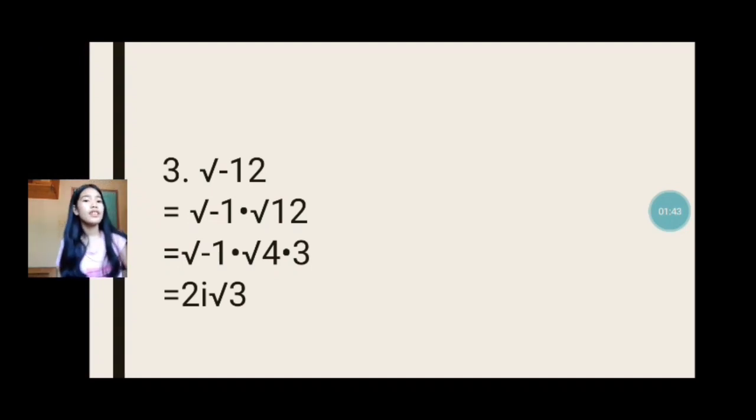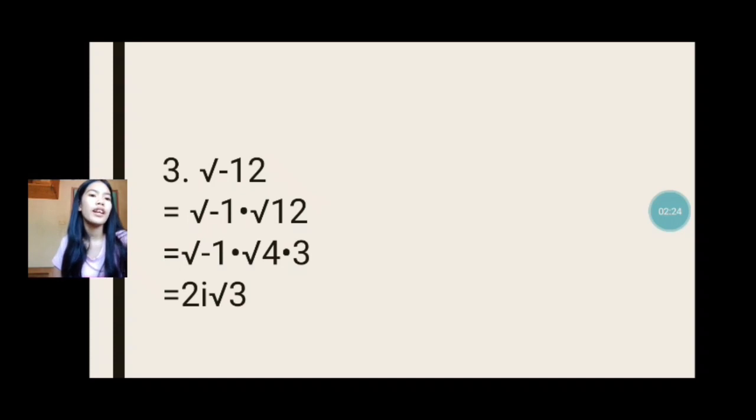Example number 3. The square root of -12. We know that 12 is not a perfect square. So it is equal to the square root of -1 times the square root of 12, which is the square root of -1 times the square root of 4 times 3. We know that the square root of -1 is i. So the final answer is 2i square root of 3.